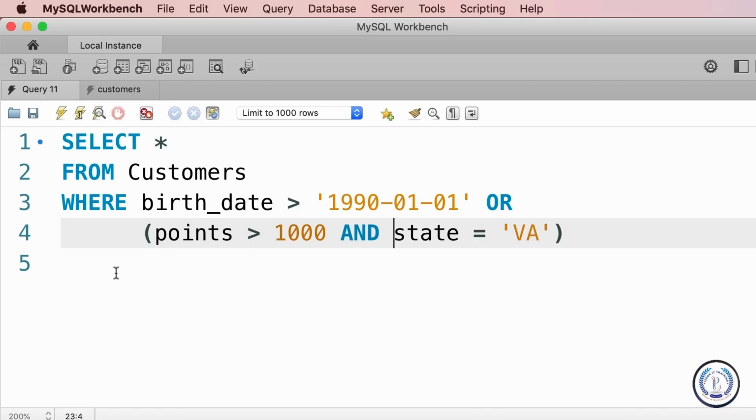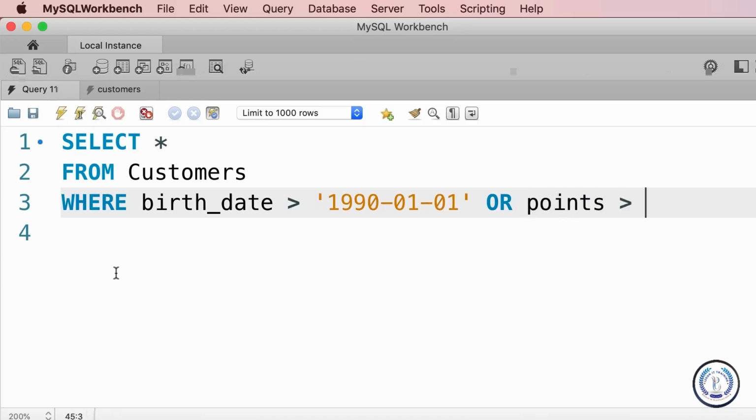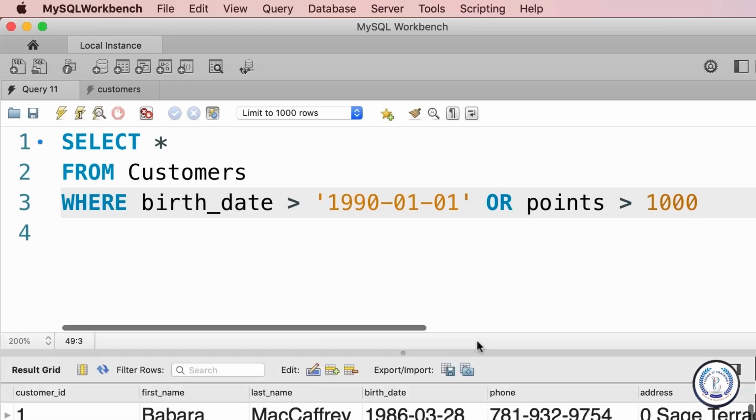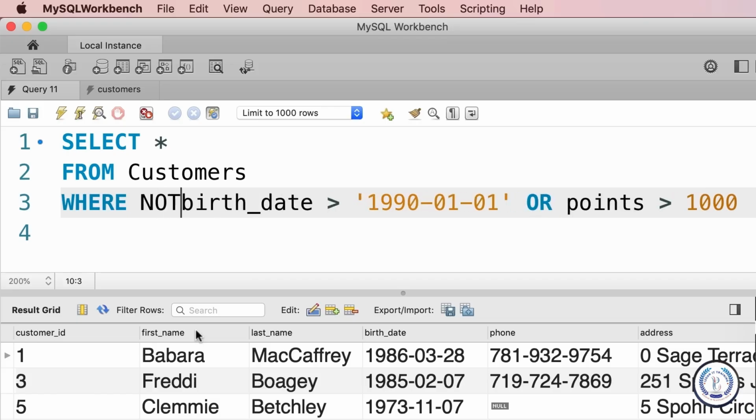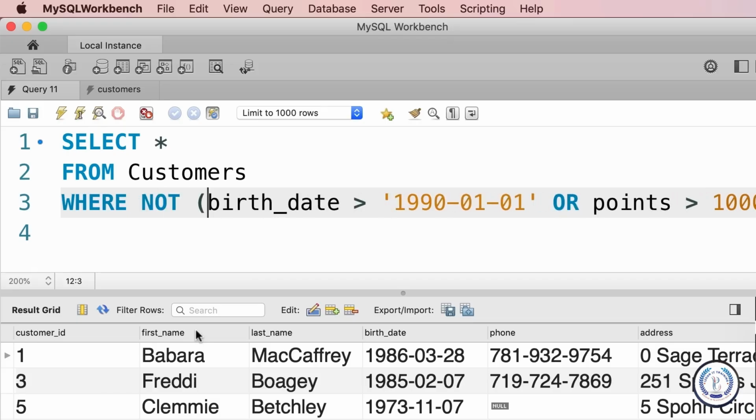Now we also have another logical operator called NOT, and we use that to negate a condition. Let me show you. So I'm going to simplify our where clause. Let's say we're searching for customers who were born after 1990 or they have more than 1,000 points. If we execute this query, we get these people, customers with ID 1, 3, 5, and so on. Now we can use the NOT operator to negate this condition. So we apply NOT here, and preferably we also put parentheses around this condition.